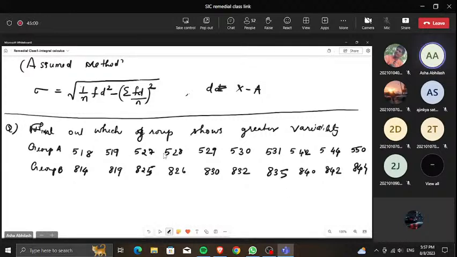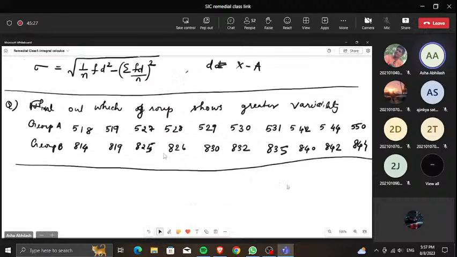So these are the data given for finding the greater variability. For each data set, we have to separately find the coefficient of variation. Here we can see that the values are on the bigger side. If you take them as they are, your columns will have greater values when squaring, so for reducing that, we will opt for the assumed mean method.